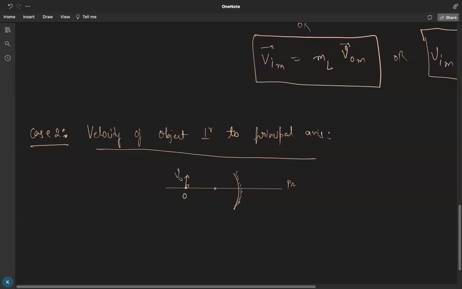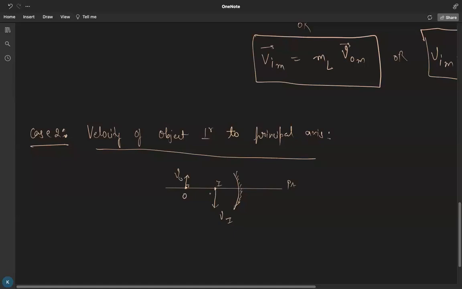And I'm just assuming this is not true for each and every case. And I'm assuming the velocity of the image is in the downward direction. Okay. So yeah, this is our AD. So you have to derive some formula for this also. So what else can we do here?